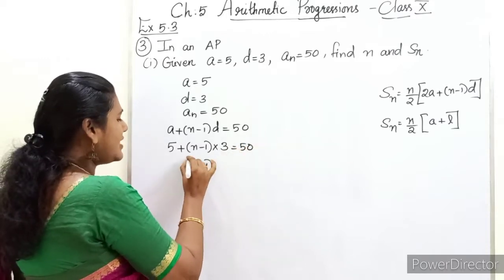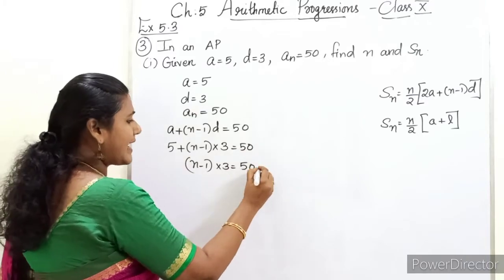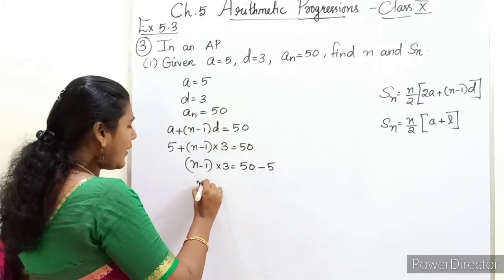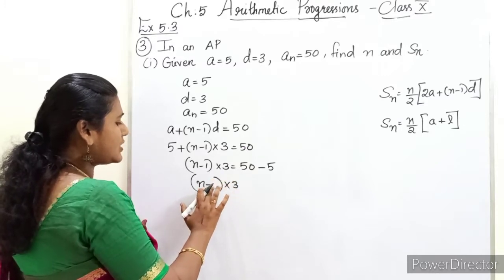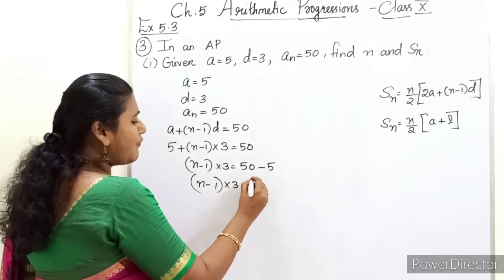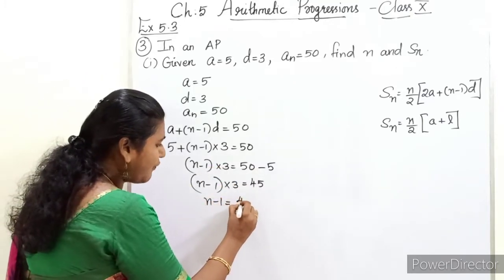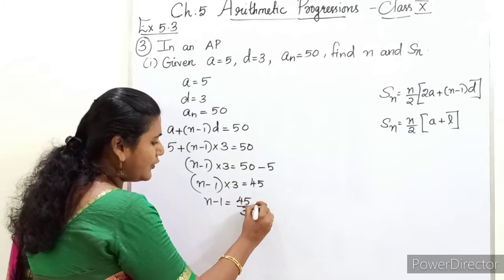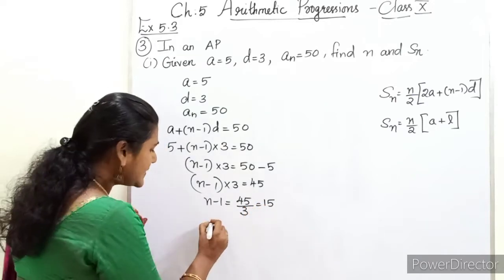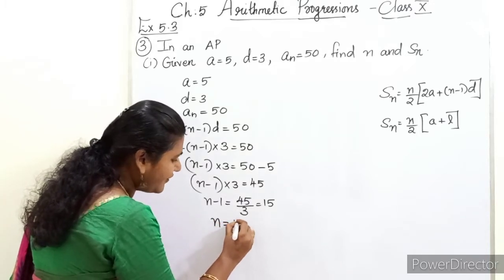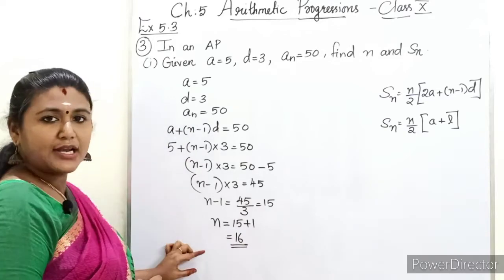Now N minus 1 into 3 is equal to 50. This plus 5 we will take to the right side, so minus 5. So N minus 1 into 3 is equal to 45. From this N minus 1 is equal to 45 by 3. When you divide you will get 15. So this is the value of N minus 1. From this, what is the value of N? 15 plus 1 is equal to 16. So we got the value of N.